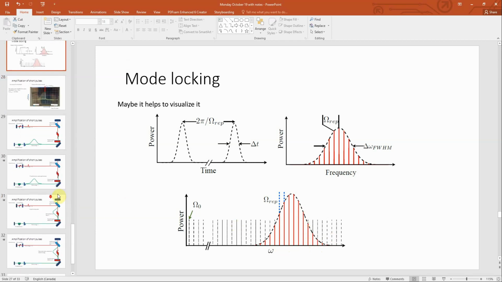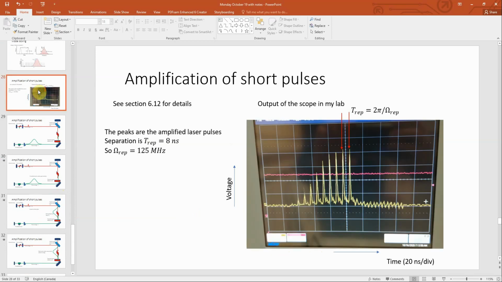All right, so we want to finish off the week talking about amplification of short pulses, and this is exactly what I'm doing in my lab. So we have a mode-locked fiber laser that is frequency doubled, which we'll talk about in a few weeks. It's an infrared fiber laser, frequency doubled down to 780 nanometers. Then we put that into an amplifier system, and we get these amplified pulses.